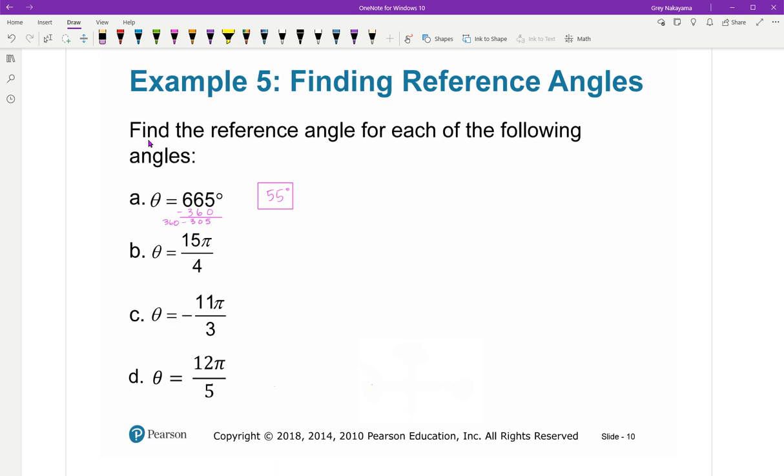B says 15 pi over 4. Is that on the unit circle? Anything that ends in a 3, 4, or 6 is on the unit circle. So my reference angle is just pi over 4. Okay?